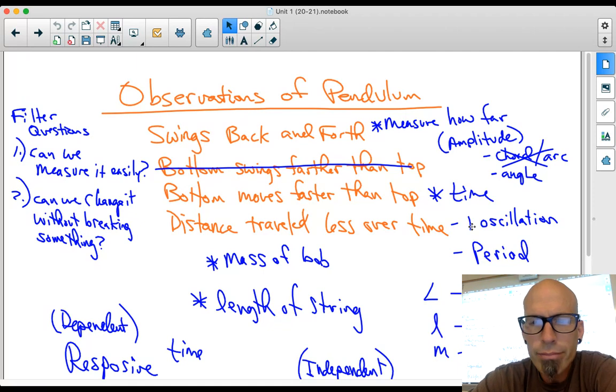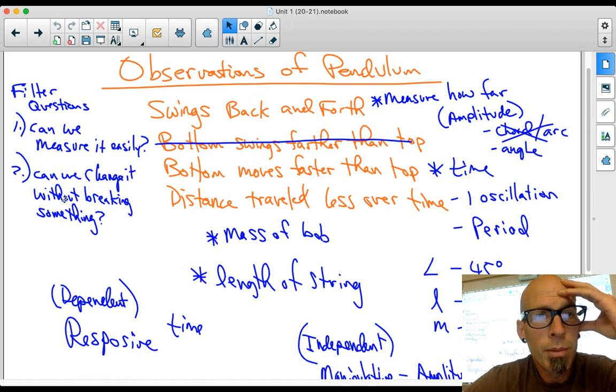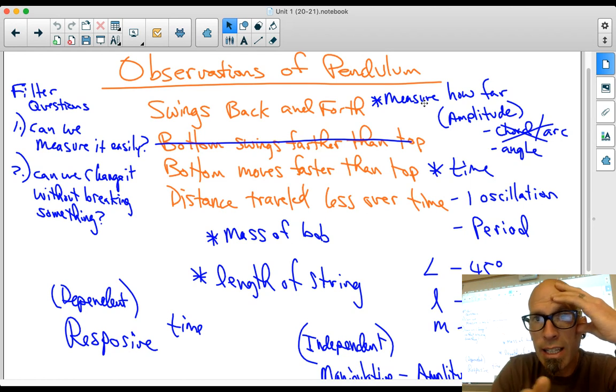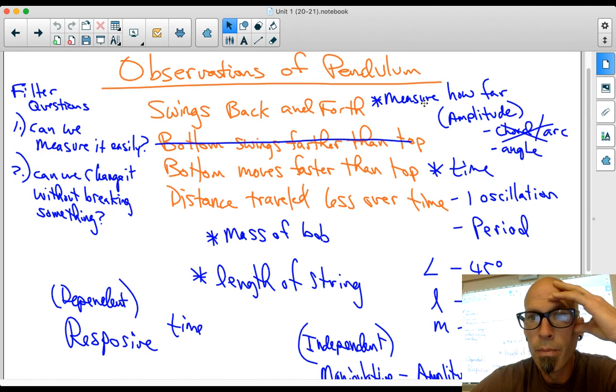Okay, anyway. So we said time would be something else we could measure. Then I asked them, oh, hold on. Question number 2, can we change it without breaking something? Can you change how far it is from the equilibrium without breaking something? Yes. Okay, well, that works. And then we talked about time.